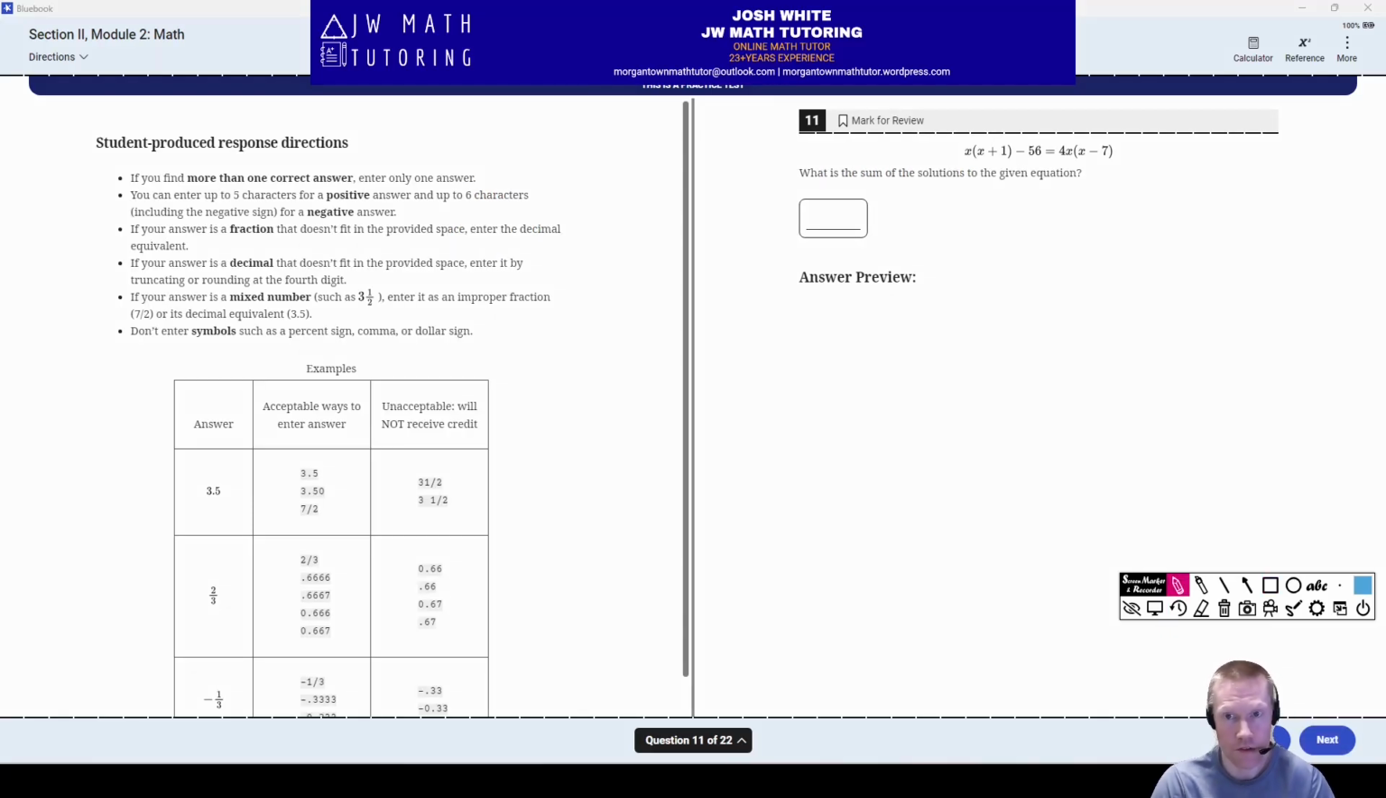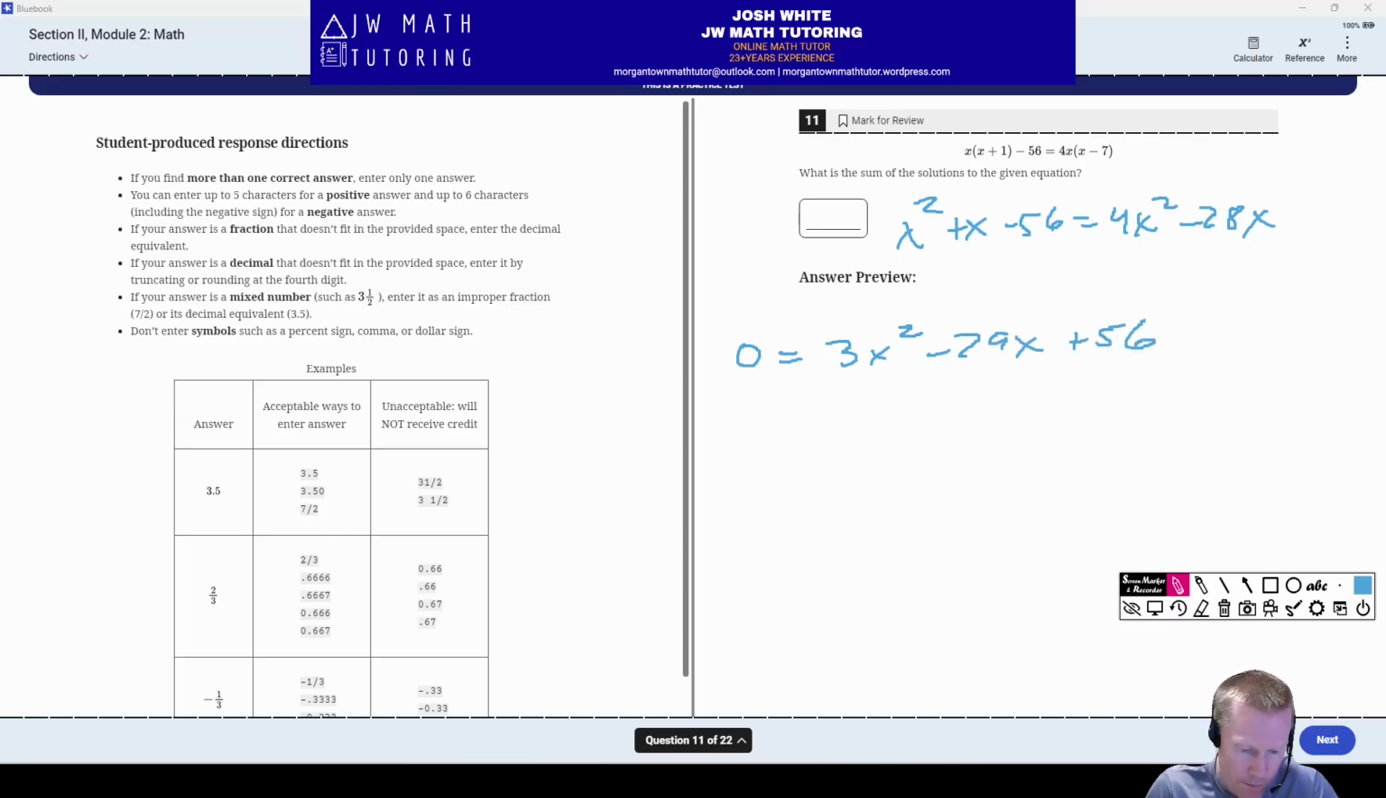Next up, they want to know what the sum of the solutions to this equation is. So first I will show you how I would do this by hand. I would multiply out the left side, distribution property basically. I would do the same thing to the right side. Then I would get all the terms on one side, so I'm going to subtract everything over to the right. So I get 0 equals, to make the x squared term positive, 3x squared minus 29x plus 56. Now, you could factor this and get each of the solutions and then add them together, but there's no reason to do that.